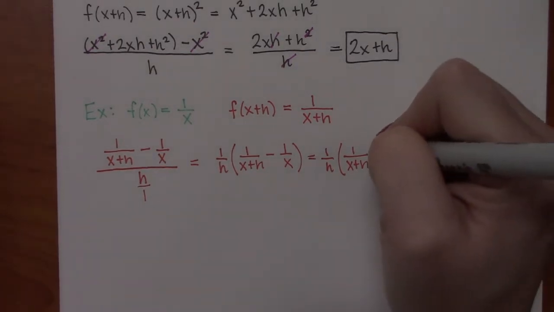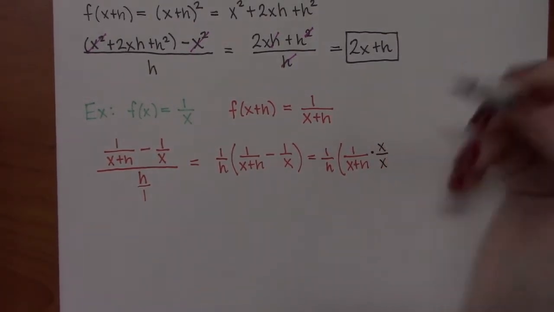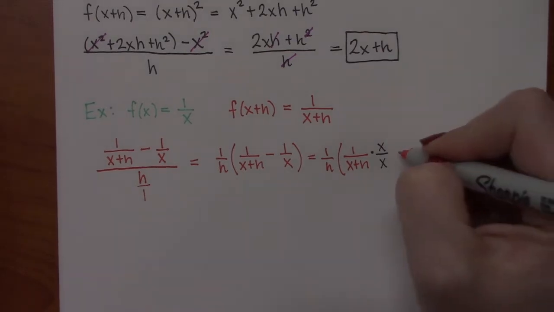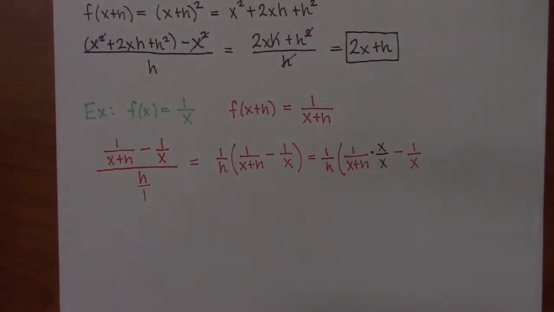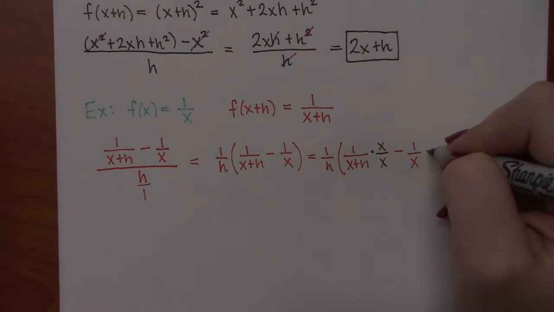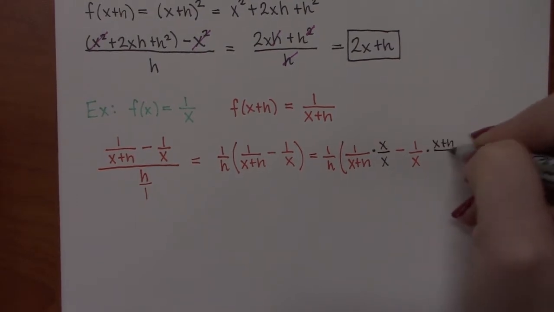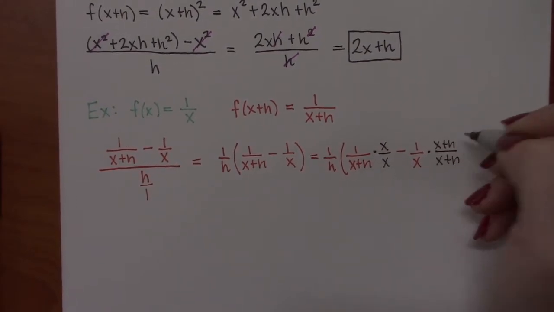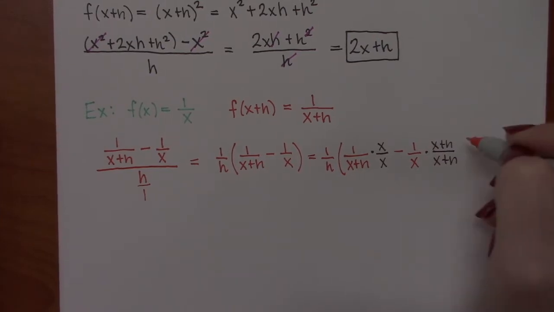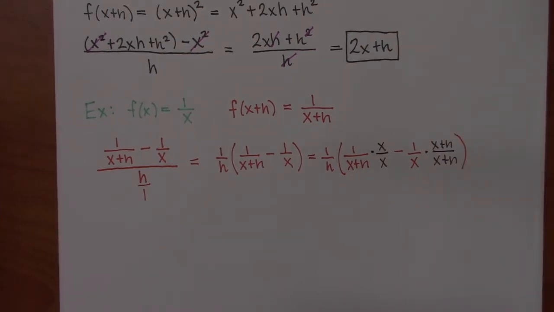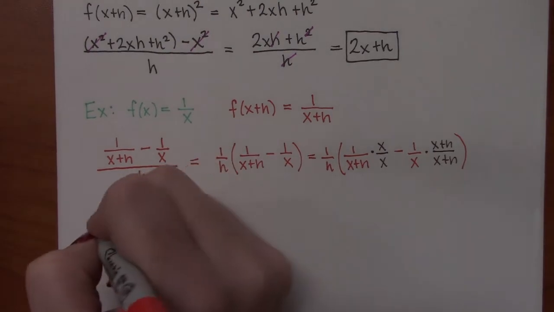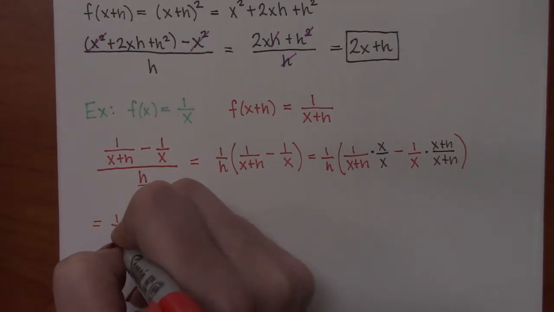And I'm going to multiply this first guy by x over x, right? Then I'm going to take minus 1 over x, and I'm going to multiply it by x plus h over x plus h. Right, so that's what we said when we're getting the common denominator. So all I'm doing is multiplying each one of those fractions by the number 1, and 1 just is going to change its appearance, but it's not going to change its value. Okay, so then once we do that, we still have our 1 over h out front.